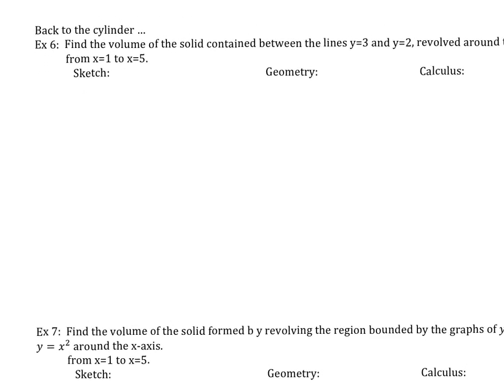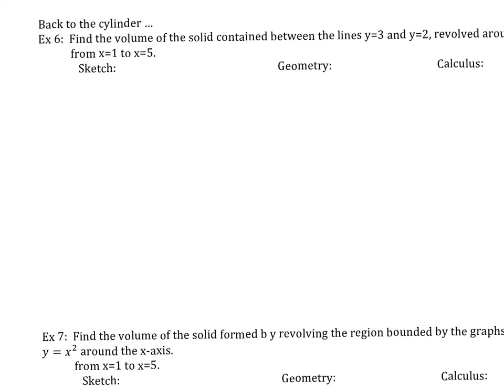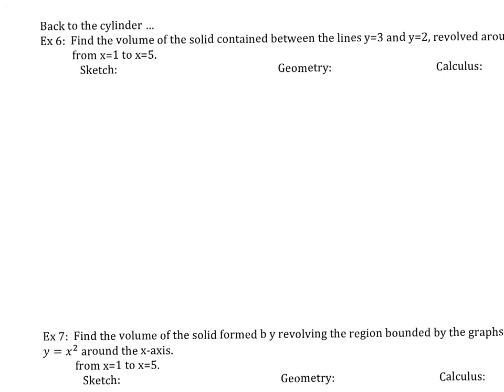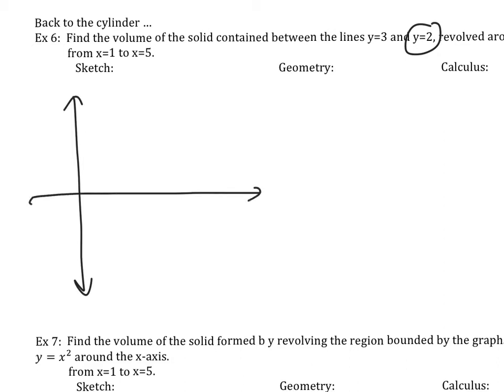I'm going to make you redraw it. And notice this time we've got this extra information that we've got the line y equals 3 and the line y equals 2. That's what I was just referring to as I was talking about drilling out of the center. This line y equals 2. Still going from 1 to 5. And I've got the line +3 and -3. So let's go ahead and sketch this cylinder in.